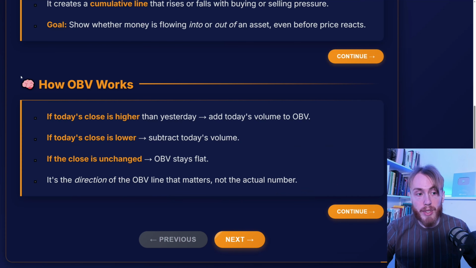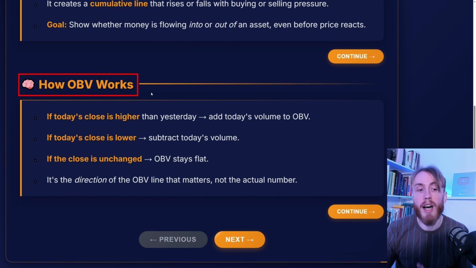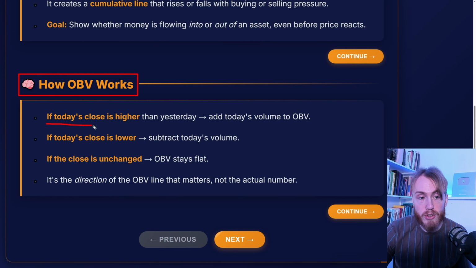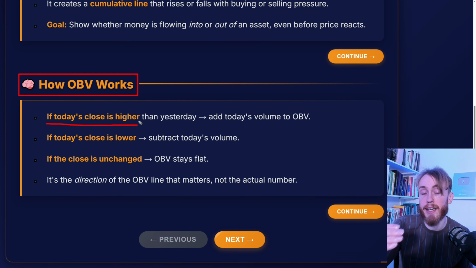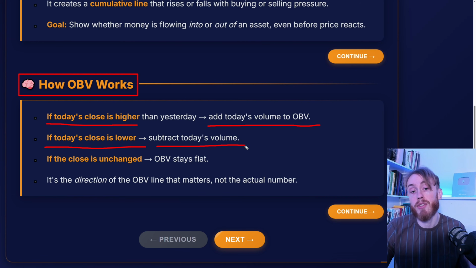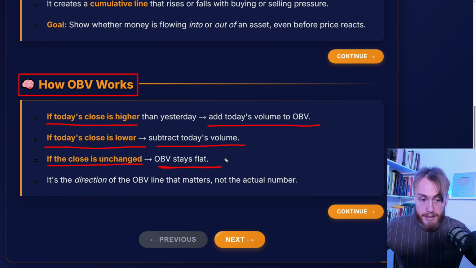But right, so now we of course also need to understand the basics of how the on-balance volume works. To begin, if today's close is higher than yesterday's, so if today's candle closes higher than yesterday's, it adds today's volume to the on-balance volume indicator. But if today's close is lower than yesterday's, it subtracts today's volume. And if the close is unchanged, which happens very seldom, but sometimes it can be, then the on-balance volume would stay completely flat.